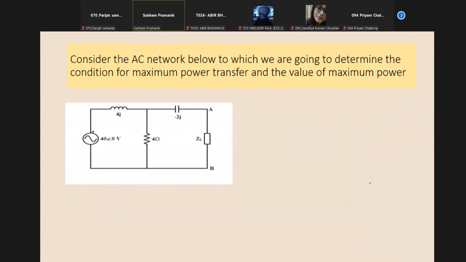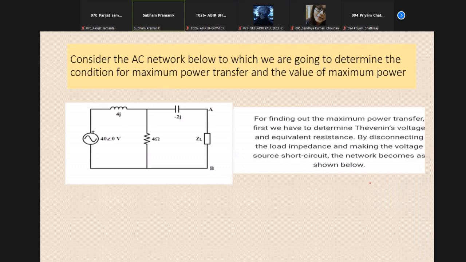So suppose this problem, another problem of that type. I shall go to the type 3 after this. You see that AC network. We need to solve it. What is the procedure? You first find the Thevenin equivalent. So for that, ZL is to be disconnected and the voltage source is to be shorted.